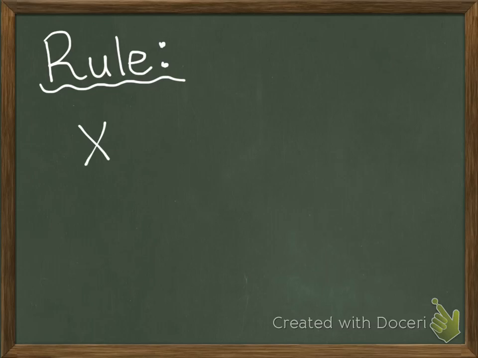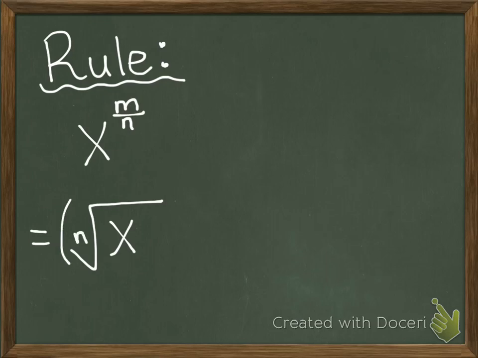The rule says that if I take a power, for example, x to the m over n, and keep in mind that these are going to be numbers, I can rewrite it in the following way. The base, which is x, will become my radicand. My denominator, which is n, will become my index. And my numerator, which is m, will become my new exponent. So that's one way I could write it.